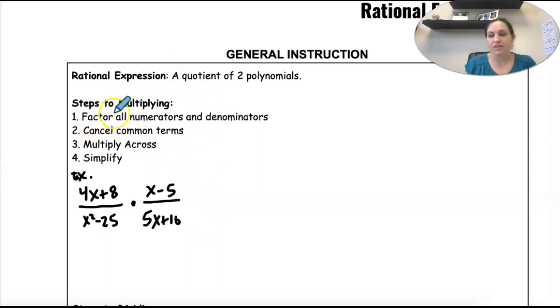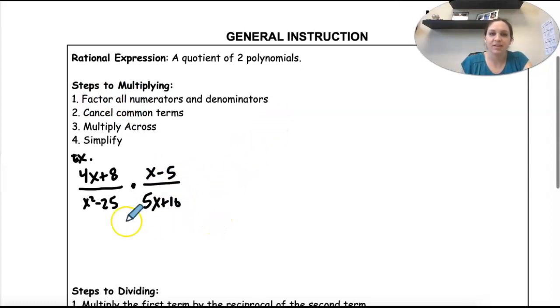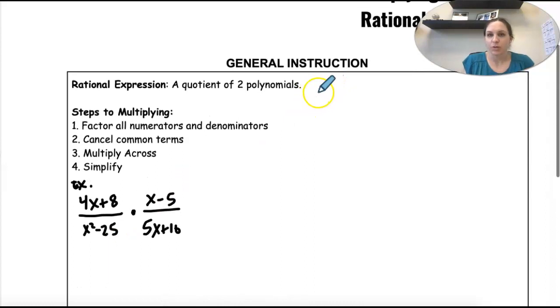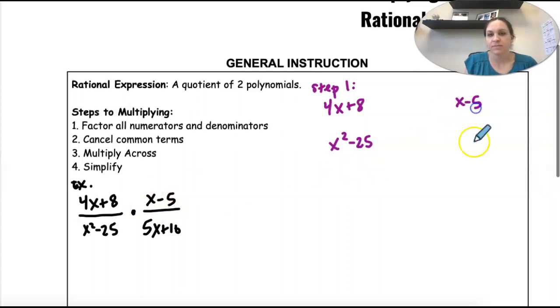First, we have to factor. So this is what we did in quarter 1. We worked on factoring a lot. So step 1, I'm going to factor each of these: 4x plus 8, x squared minus 25, x minus 5, and 5x plus 10. So when we say factor, we just want to take out anything common.